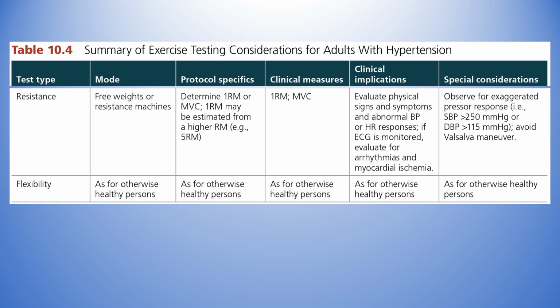Resistance exercise. Use free weights or machines. We can estimate or determine that 1 RM estimated from a higher RM, so either 8 RM or 5 RM. We're looking for our 1 RM, and we're evaluating for signs and symptoms. And I will tell you that the blood pressure is hard to assess with strength training. We're looking for the individual to avoid the Valsalva. Flexibility exercise all stays the same.